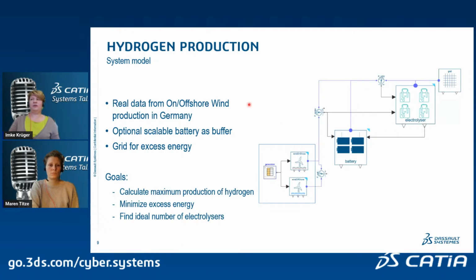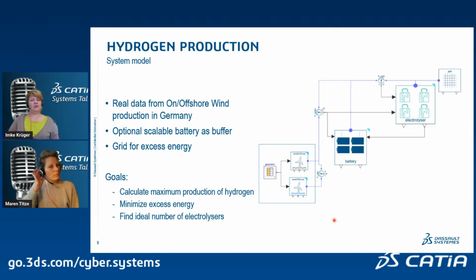So we have here wind turbines. It's now here a mixture of on and offshore. I use data from the real German wind power production and scaled it to a maximum power of 3 megawatts. Then we have here a battery. It can be used as a buffer.